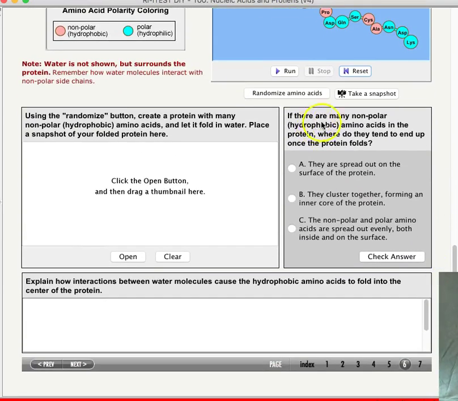So now you have what you need to answer this question. If there are many nonpolar amino acids in the protein, where do they end up? And you can also explain how the interactions between water molecules cause the hydrophobic amino acids to fold into the center? Stop the video and make sure you answer on your lab sheet.